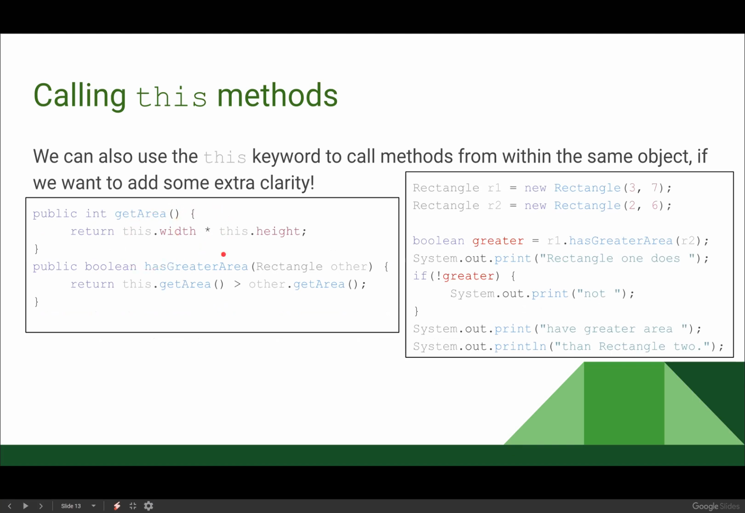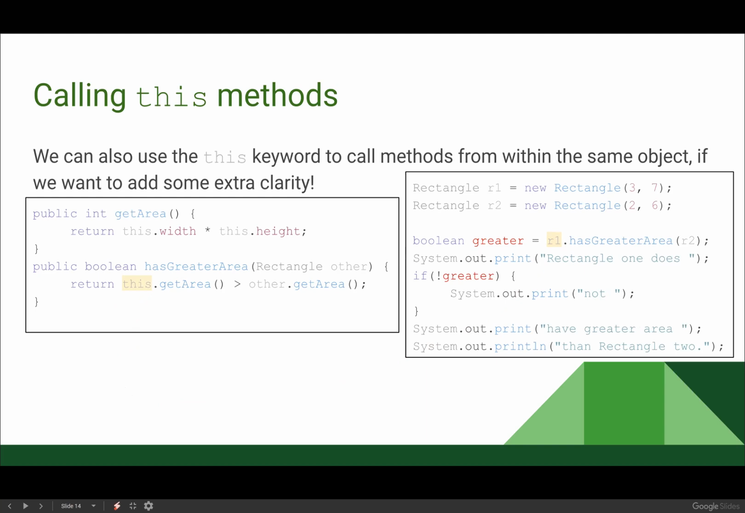So if I call these methods from my rectangle objects, if I have rectangle R1, rectangle R2, and I have a Boolean greater equals R1 dot hasGreaterArea R2, I can print rectangle 1 does, and if greater is false, we'll say not. If it's not false, we're not going to say not. And then have greater area than rectangle 2. So R1 here is going to be the same object referenced in that this.